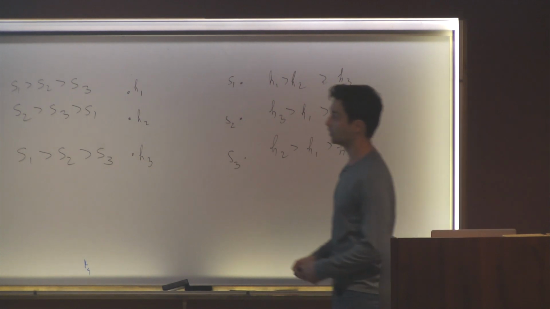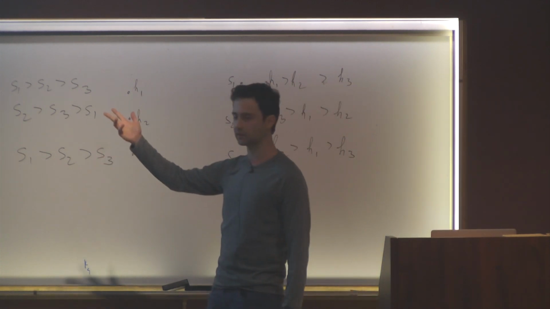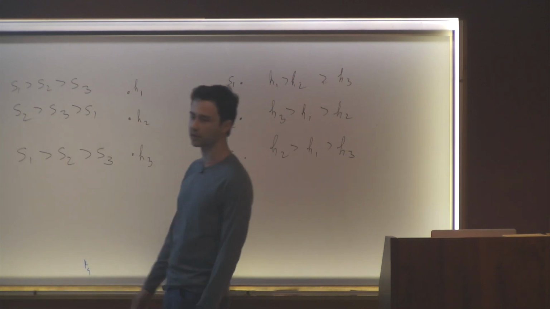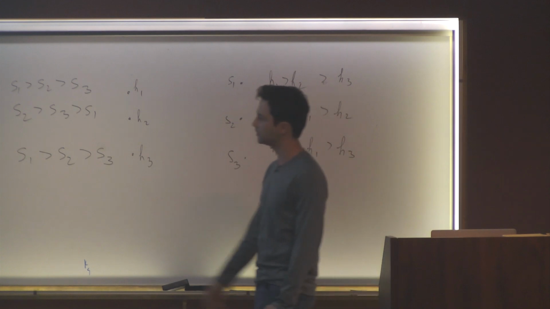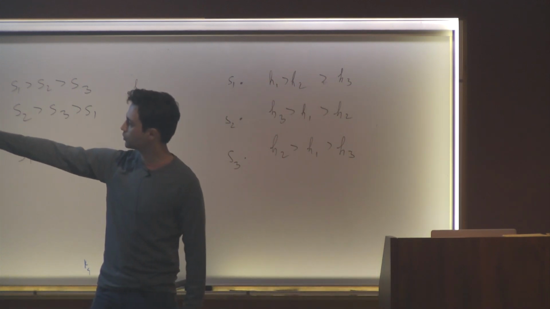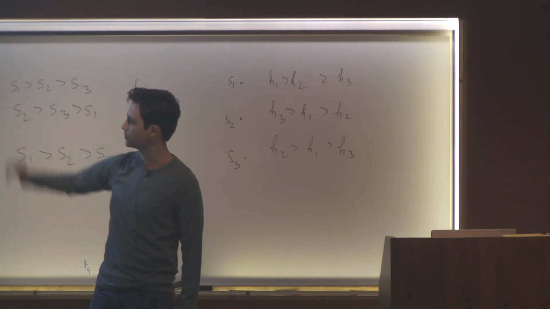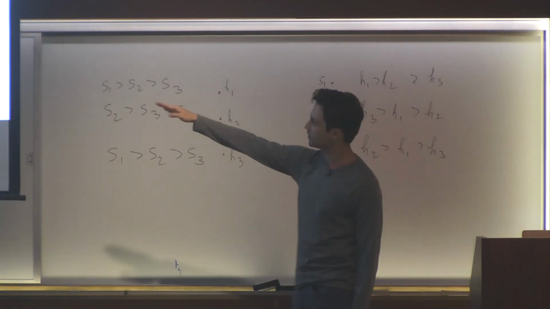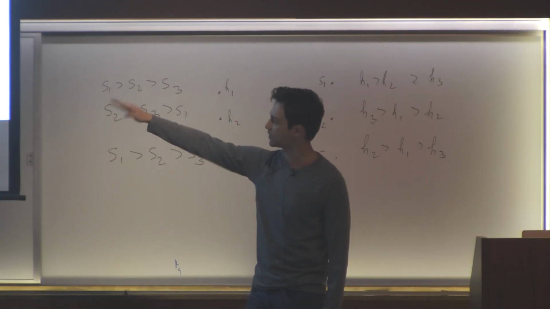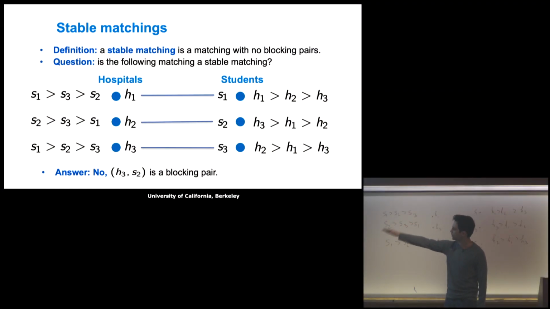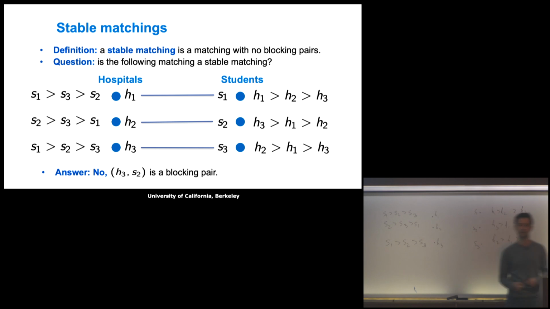Well, it turns out that this matching is not a stable matching because the pair H3S2 is a blocking pair. What does that mean? Well, we can see that H3 is matched with S3, but the third hospital prefers the second student, S2. Similarly, the second student, S2, is matched with the second hospital, but they prefer the third hospital. So both H3 and S2 would be happier if they were matched together. So that's why that pair is a blocking pair, and that's why this is not a stable matching.